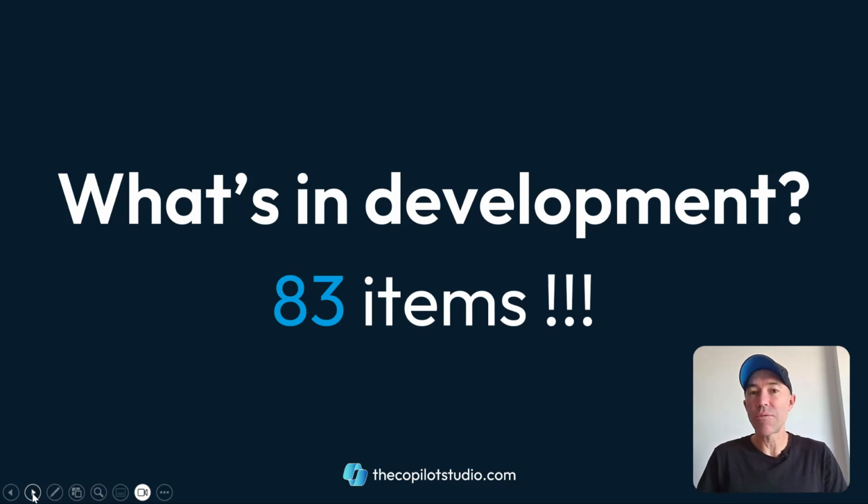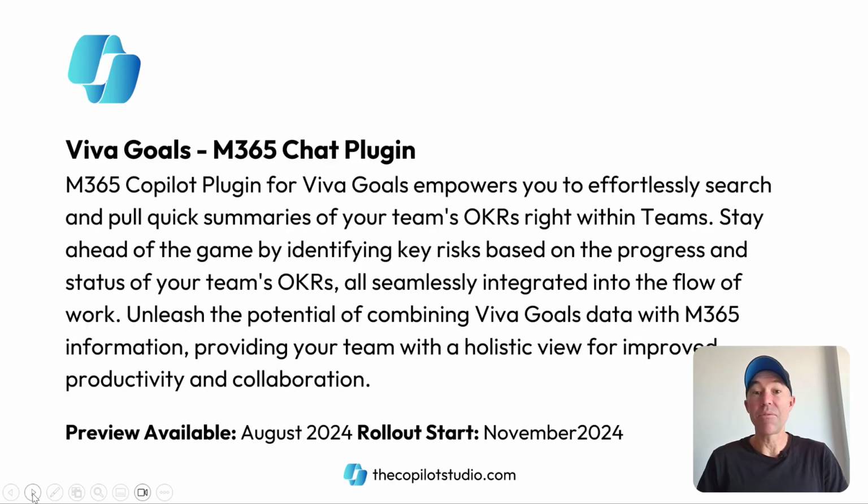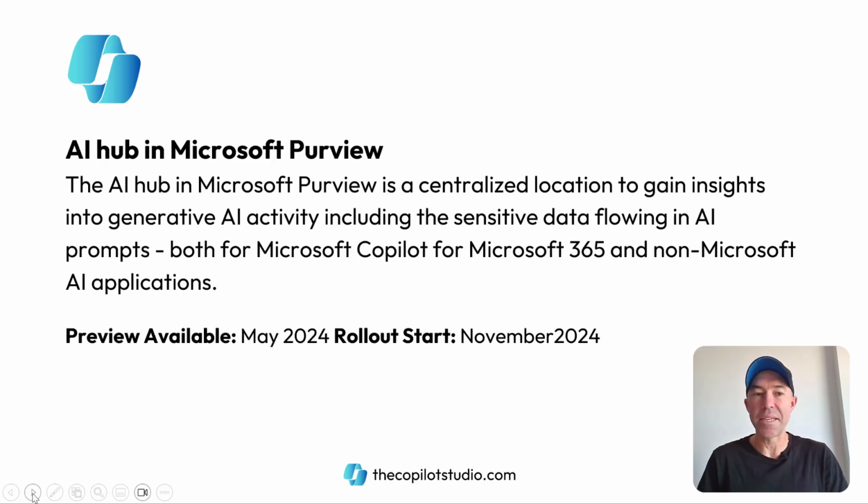So Viva Goals. For those of us that are using Viva Goals, the M365 chat plugin for Viva Goals is going to allow you to effortlessly search and pull quick summaries of all of your Teams OKRs directly from within Teams as well. The AI Hub for Microsoft Purview is going to be a centralized location to gain all the insights into generative AI activity, including all of the sensitive data flowing and AI prompts, both from Copilot for M365 and the non-Microsoft AI applications as well.